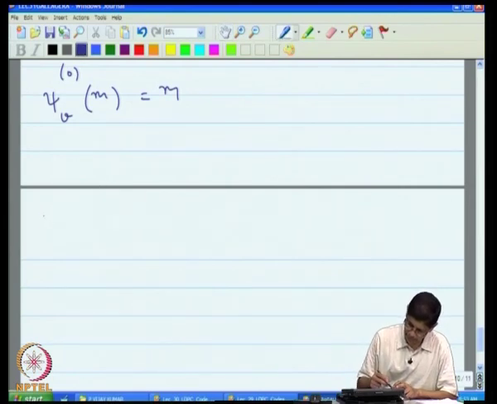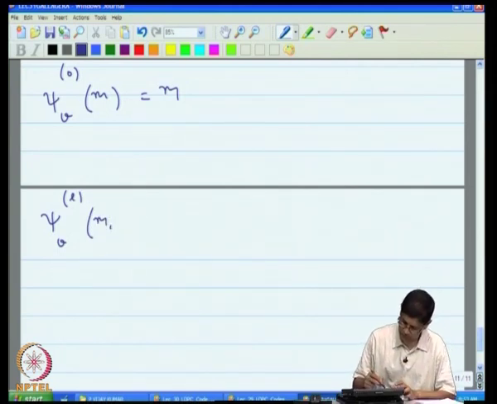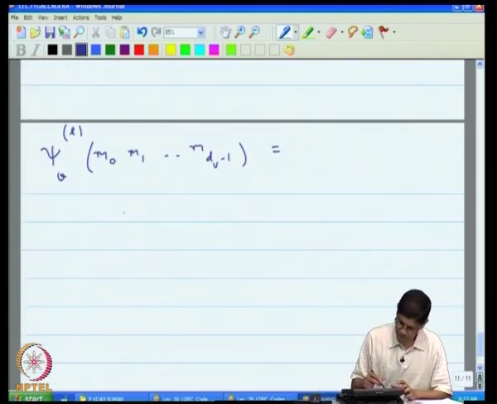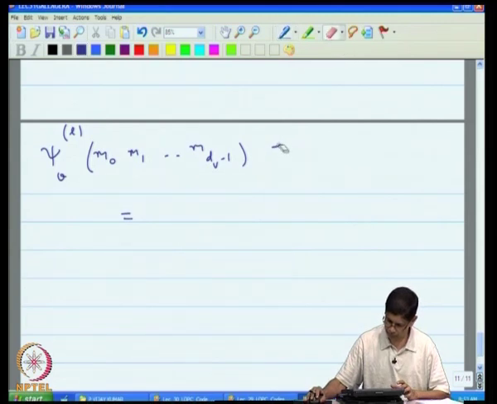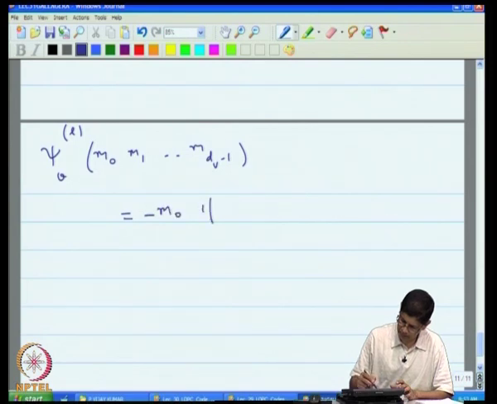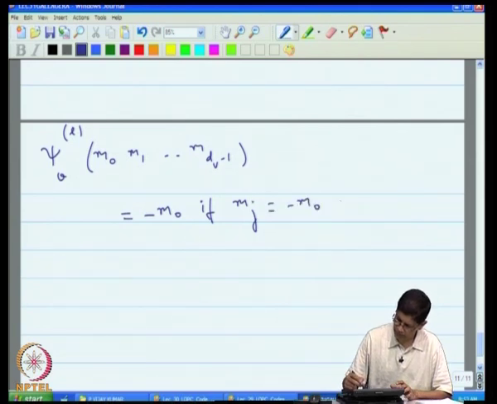Thereafter, psi sub v of l of m0, m1, up to m dv minus 1 is equal to minus m0 if mj is equal to minus m0 for all j, and it is equal to m0 else.